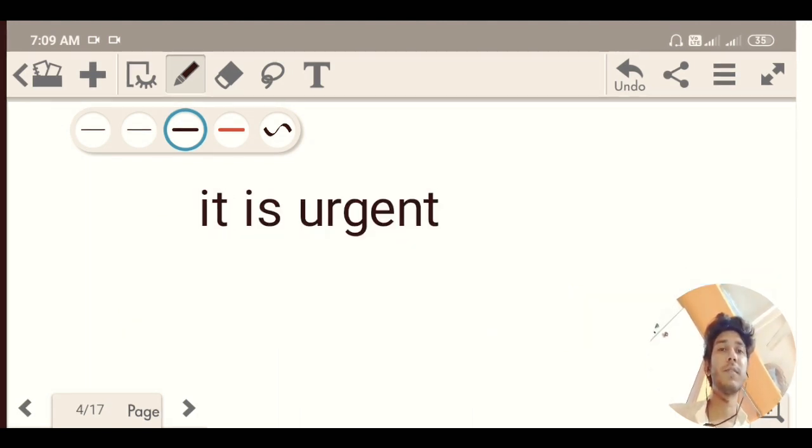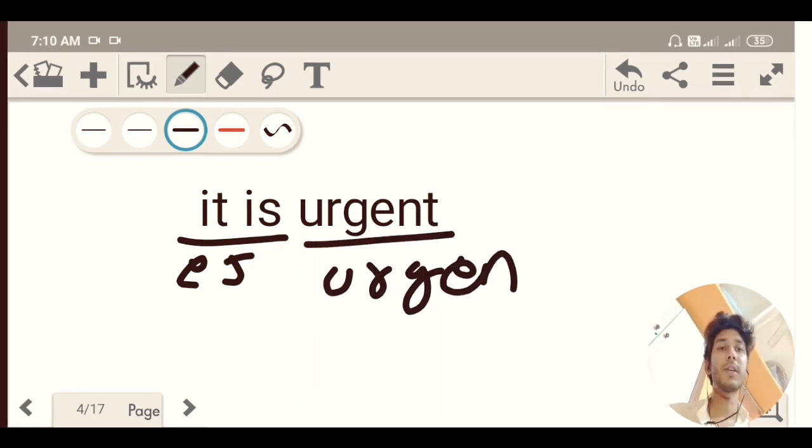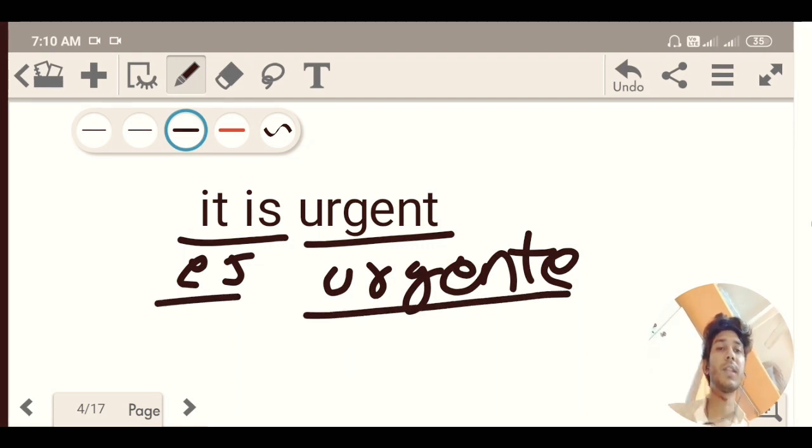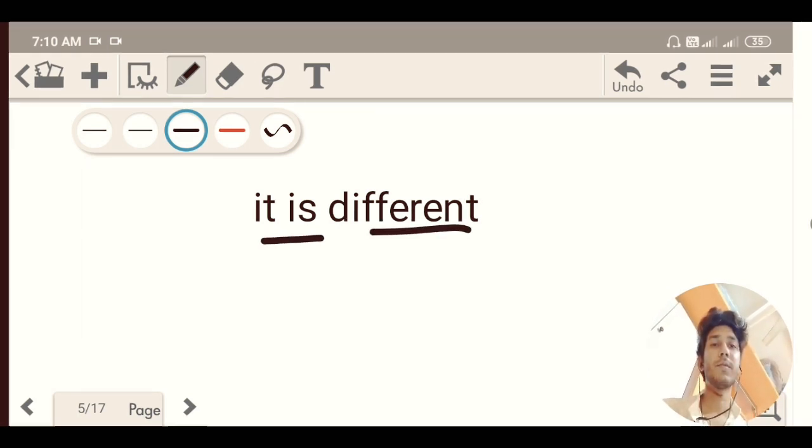Now we are going to deal with "it's urgent". The translation of "it is" is es, and for urgent it is urgente. So "it is urgent" in Spanish is es urgente. Now the sentence "it is different": "it is" is es, and for different it is diferente.